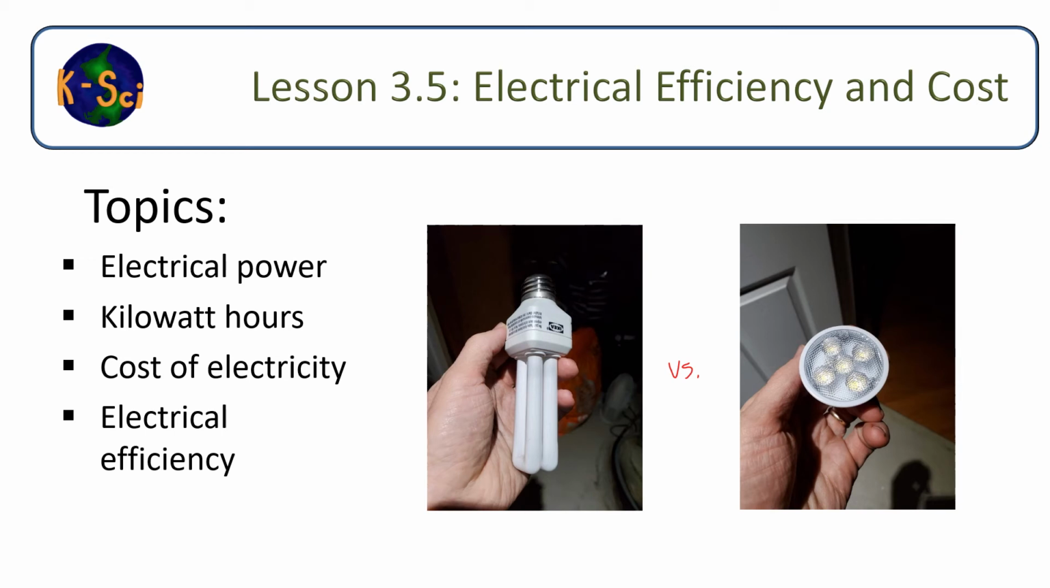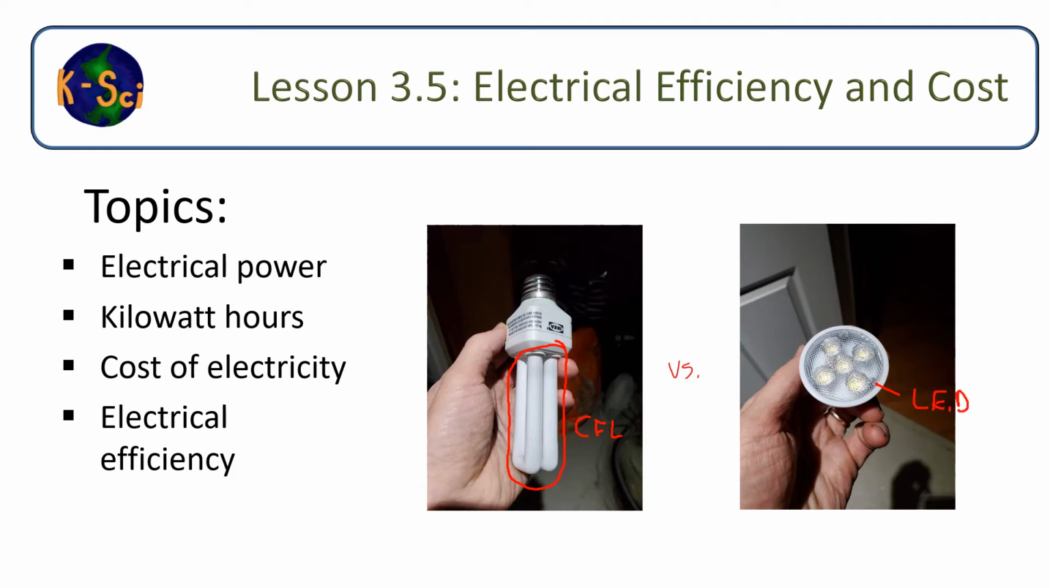Hello there. In this lesson, we're going to learn about electrical efficiency and cost. You might have looked around your home and seen different styles of light fixtures and light bulbs. This is one that I recently changed in my home. This here is a compact fluorescent, or CFL, light bulb. And this one here is an LED, or light emitting diode.